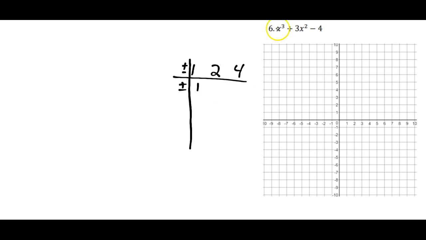So actually, I wasn't even paying attention to what the leading coefficient was. I didn't have to really write out all that. My factors are plus or minus 1. Plus or minus 2, plus or minus 4. Not factors, but possible rational zeros.